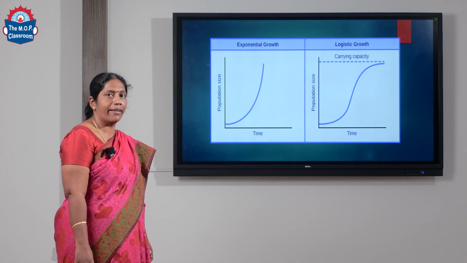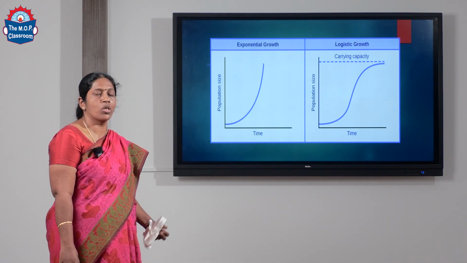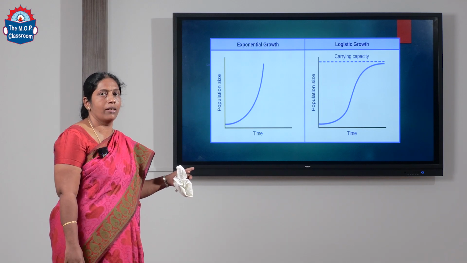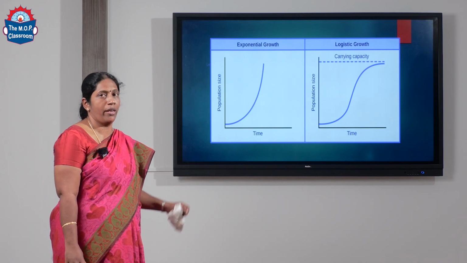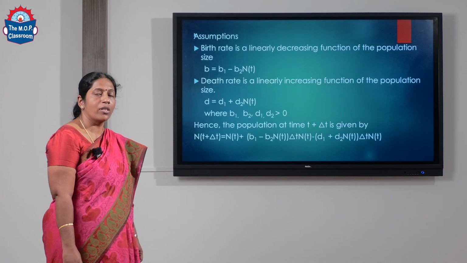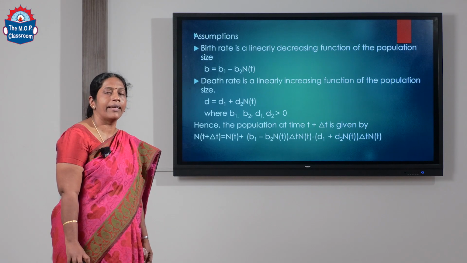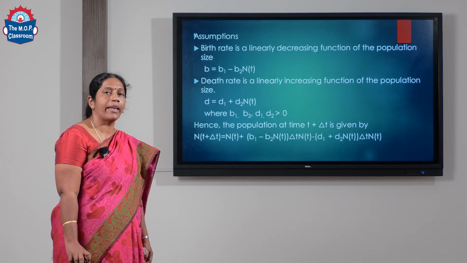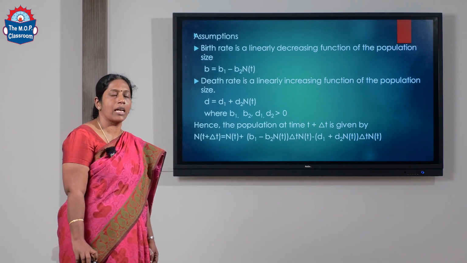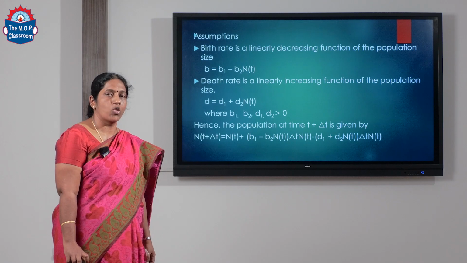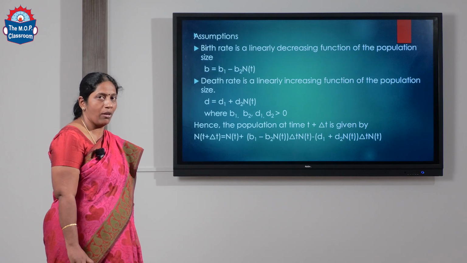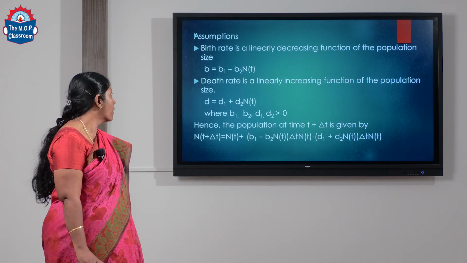So here we have the graph which differentiates between exponential growth and logistic growth. We can see that the shape of the logistic curve is S-shaped, or sigmoidal. The assumptions for this particular model are that the birth rate is not considered constant. So we take the birth rate to be a decreasing function of the population size, and the death rate is assumed to be an increasing function of the population. So B is equal to B1 minus B2 N of t and D is equal to D1 plus D2 N of t.